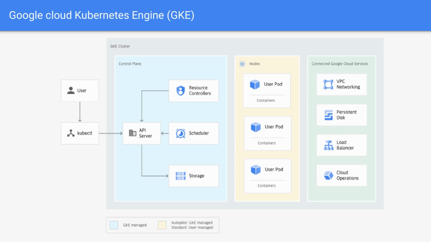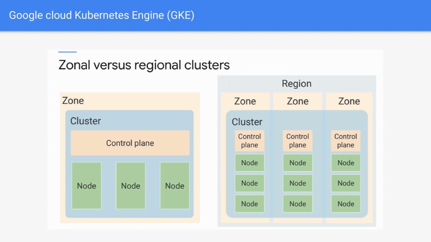Now, GKE also has a zonal service and a regional service. In the case of the zonal cluster, there is one cluster per zone, consisting of one control plane and multiple nodes. On the other hand, in the case of the regional cluster, there is one cluster spanning multiple zones. However, in this case, each zone will have its own control plane, which is the difference to remember. However, in the case of GKE, multi-regional clusters are not yet being serviced.